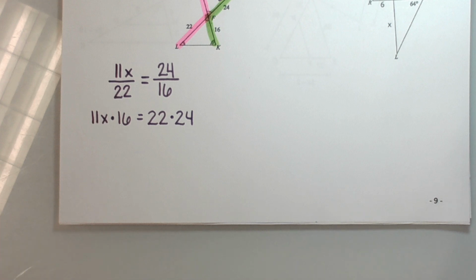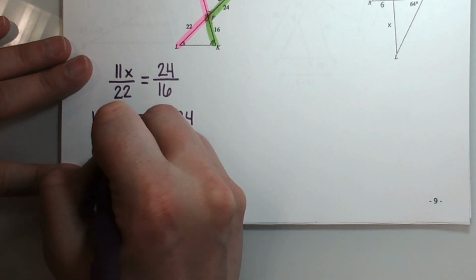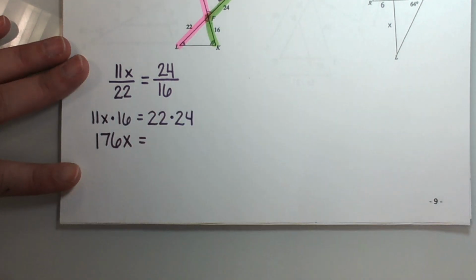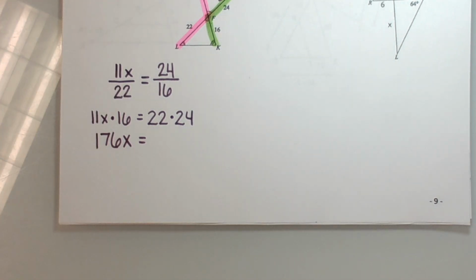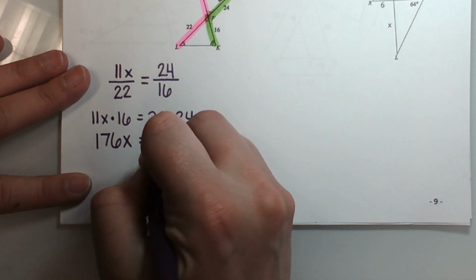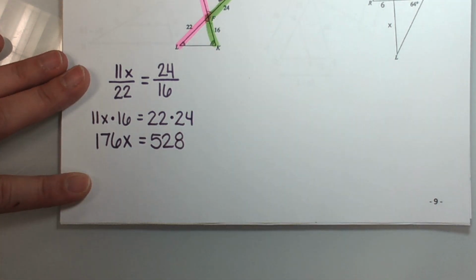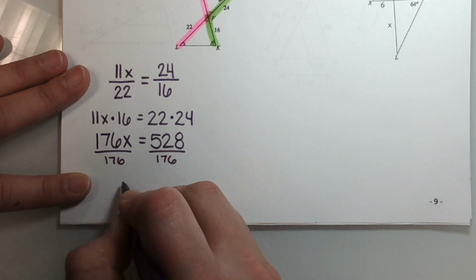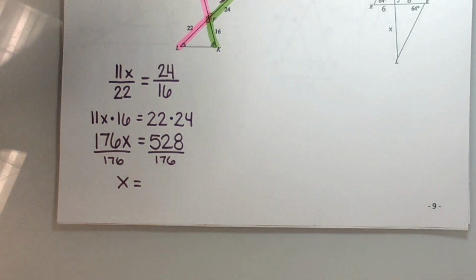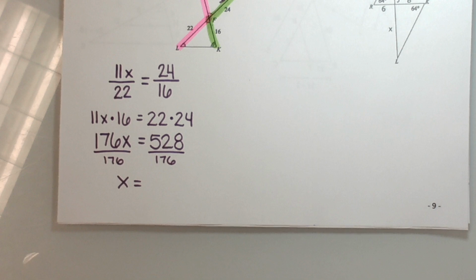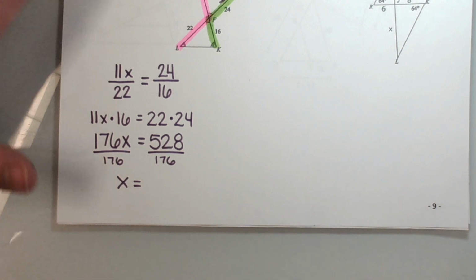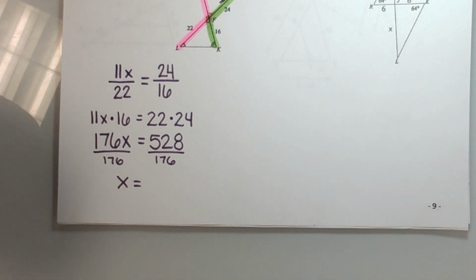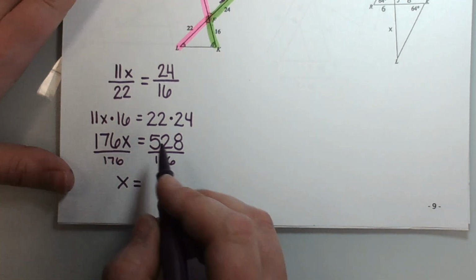What is 11 times 16? 176x equals 22 times 24? 528. Divide by 176. I don't know what you get. Yeah, three tracks.